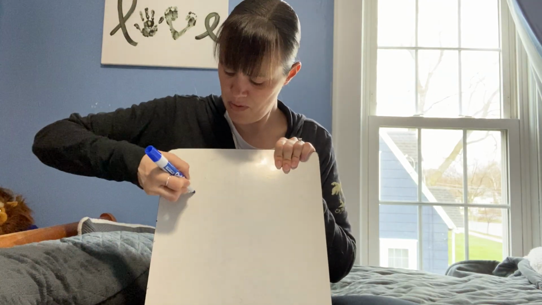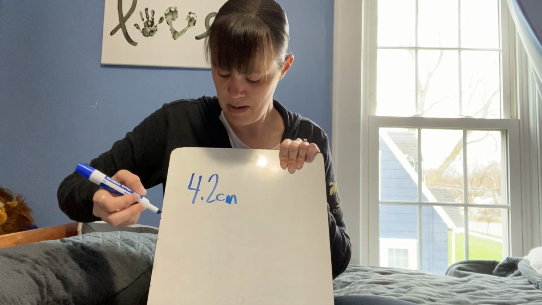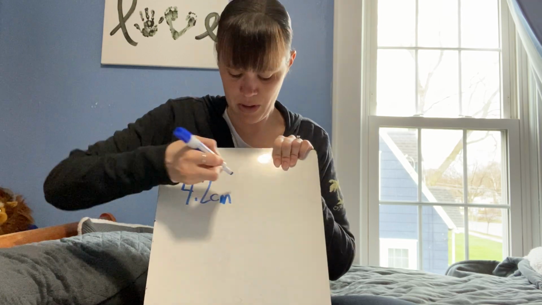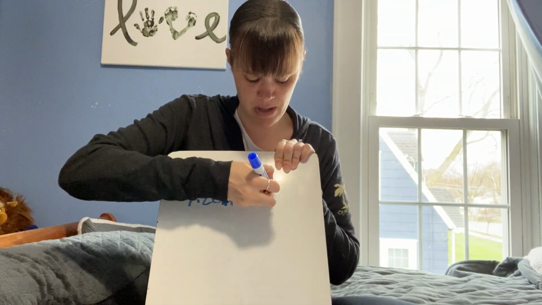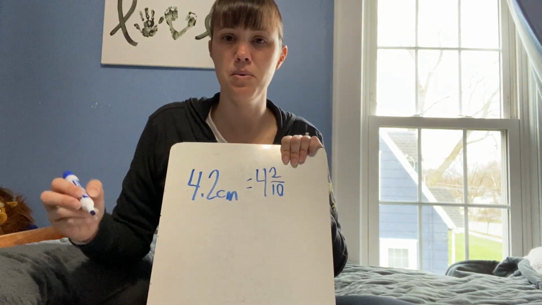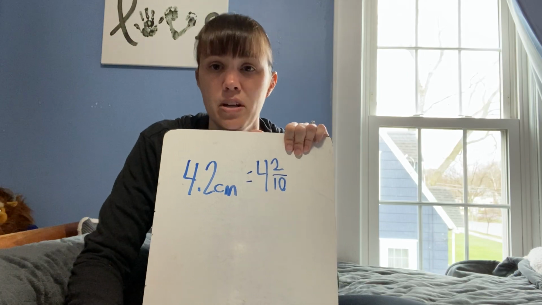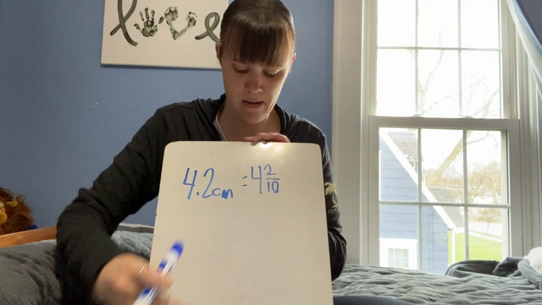Okay, D is 4.2 centimeters. So 4.2 is 4 2/10. So our fraction is 4 2/10. Penny's sleeping, she's snoring. And draw your line segment that is 4 2/10. So go to the 4, and then you have 2 little marks after that.